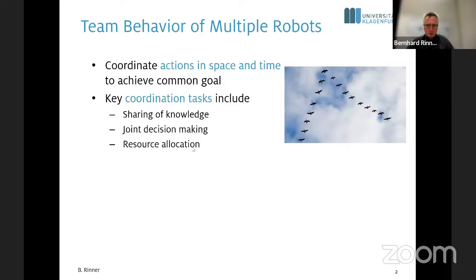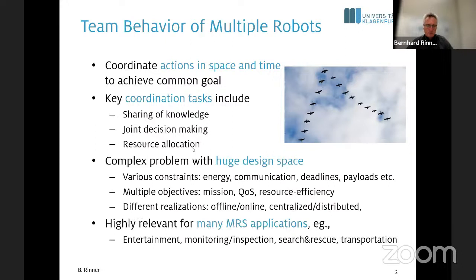So without going into too much detail about these tasks, I'd like to make an observation at the beginning of my talk. First and foremost, I think it's quite natural and very important that coordination is typically a very complex problem, because the design space for making our decisions is huge. And I'll give a few examples of this design space.